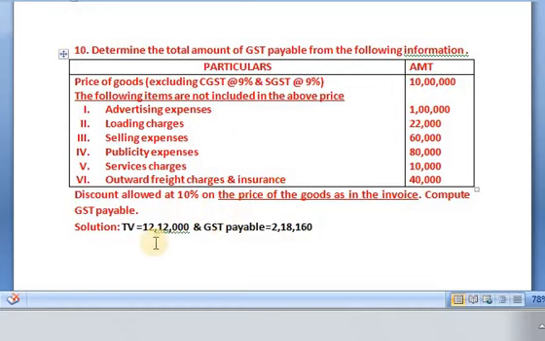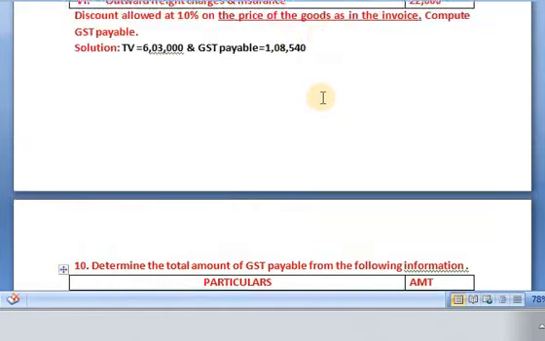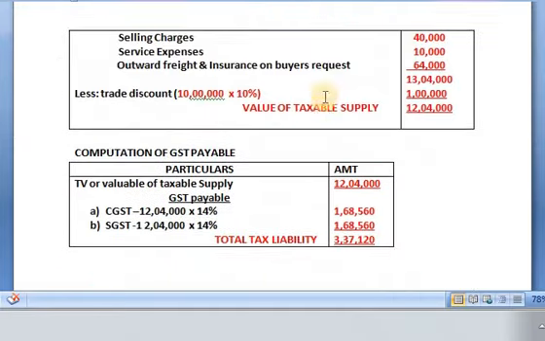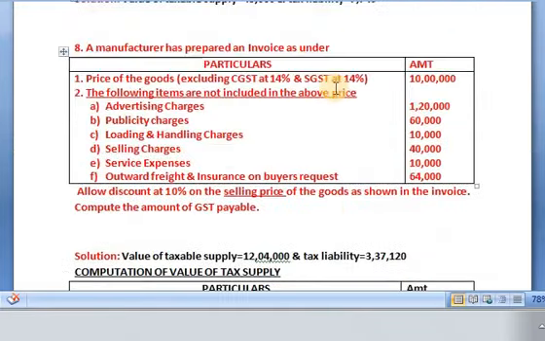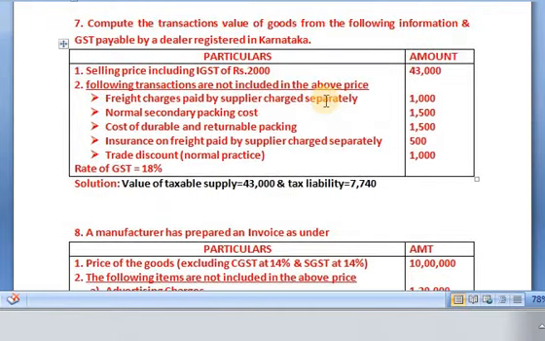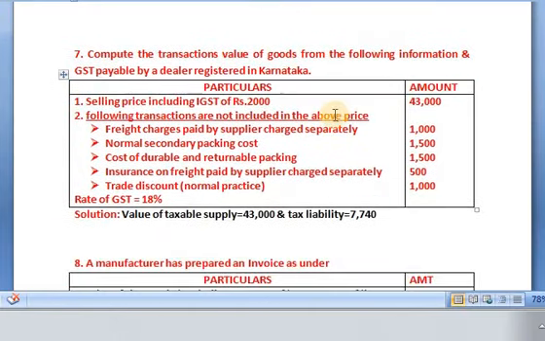So when you go for calculating, you will be getting transaction value as 12 lakhs 12,000 and GST payable is 2 lakhs 18,160. So GST 9% is given here, right? So in today's class, we have discussed all these questions, that is 4 questions, right? I want you all to solve it.